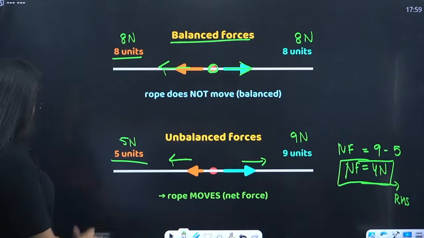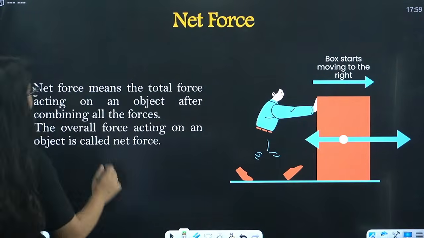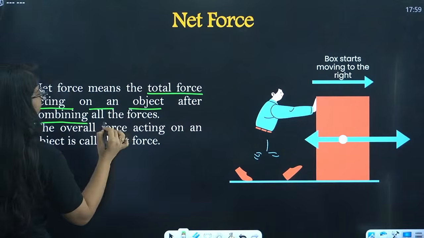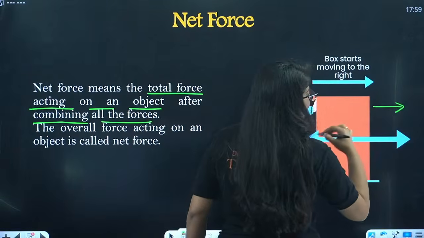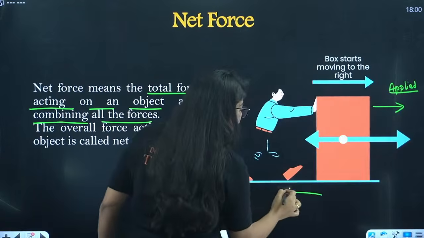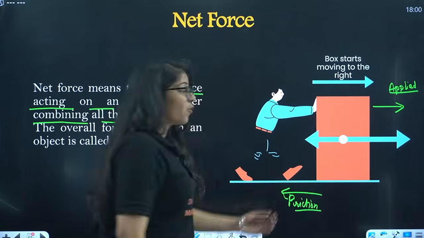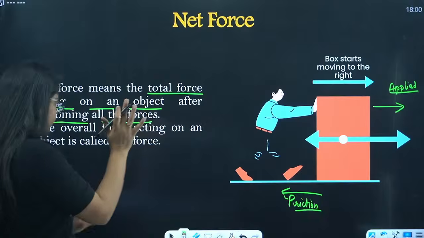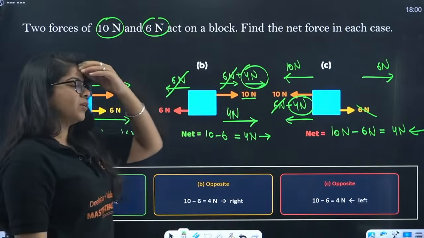Done beta. So this is the whole criteria of balanced and unbalanced forces, and net force means the total force acting on an object after combining all the forces on this block. We know we are pushing it in the forward direction. That is your applied force. But there is also friction. We will study about it, don't worry. We have studied about it in class 10th. So this friction is on the opposite side. So combining these two will give your net force. Done? Okay. Very good. So we did this numerical as well, that you can see.